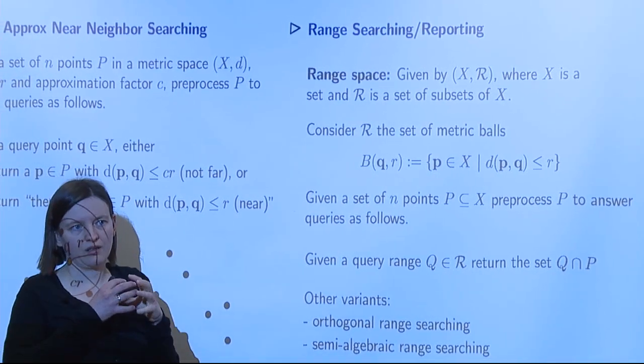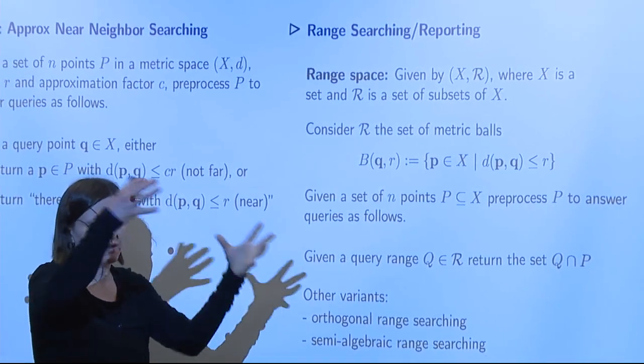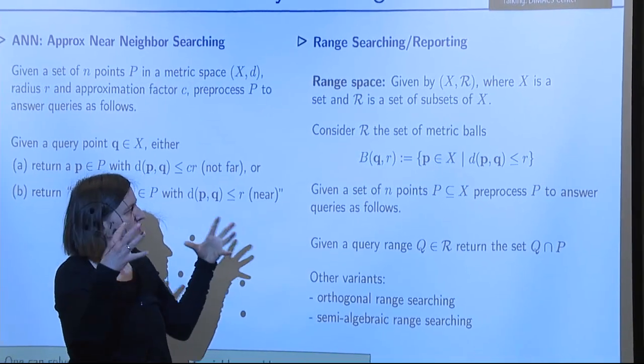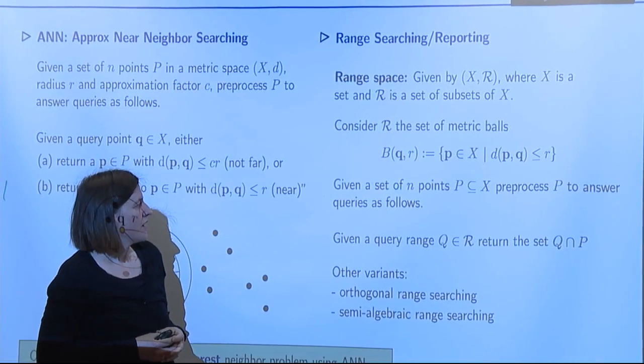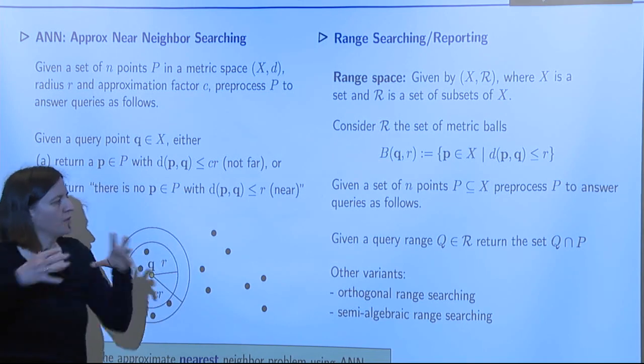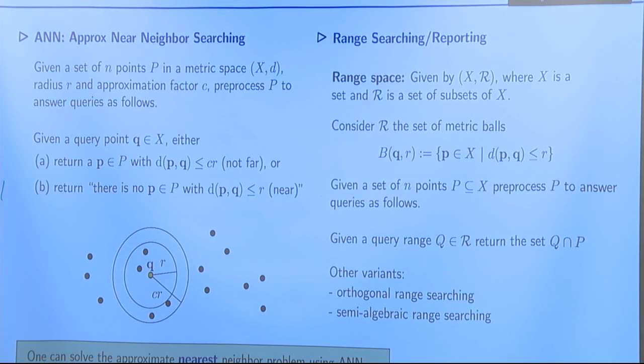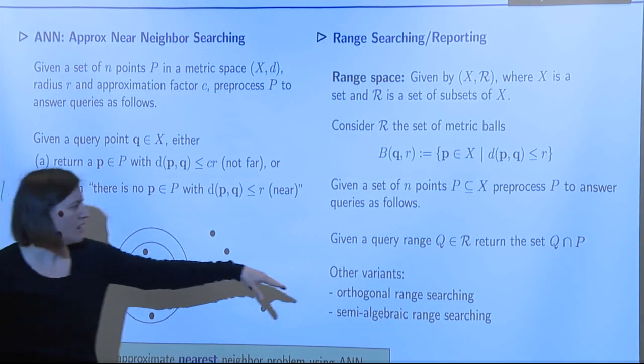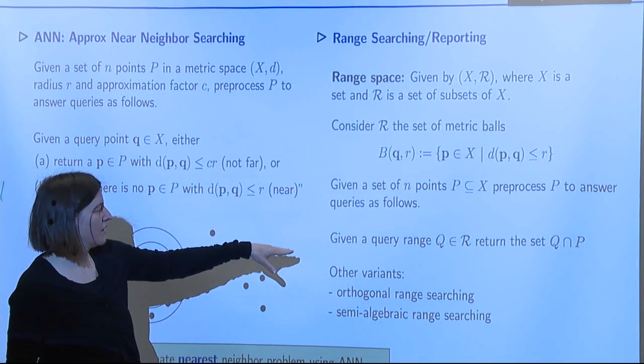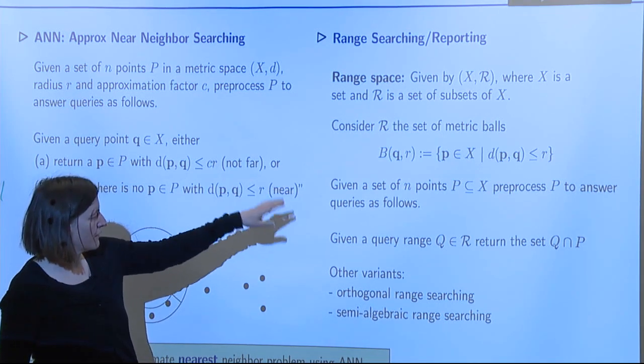And there are approximate versions of this. You can add a Minkowski sum with a metric ball to make the range a little bit larger, and then you're allowed to return a bit more. But I'm not actually going to talk about the approximate version. I'm going to focus on the exact version.